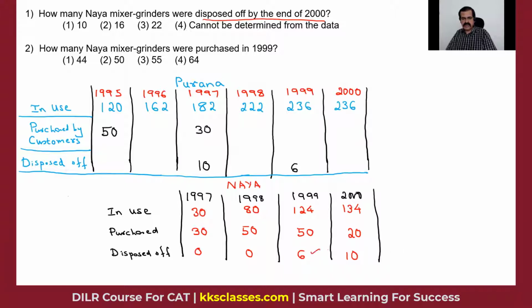So we had 6 here plus 10 here. So by the end of 2000, we threw away 10 plus 6. So we threw away 16. The question is how many were disposed of by the end of 2000? So 6 in 1999 plus another 10 the next year, total is 16. Now, the second question is how many Naya were purchased in 1999? And the answer here is 50.